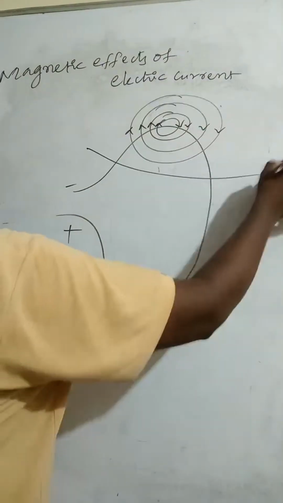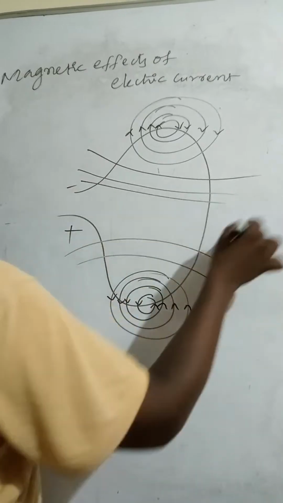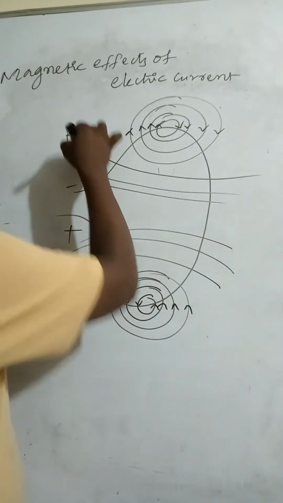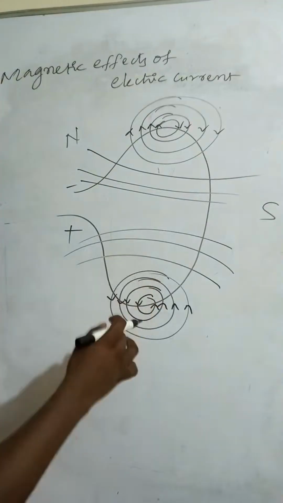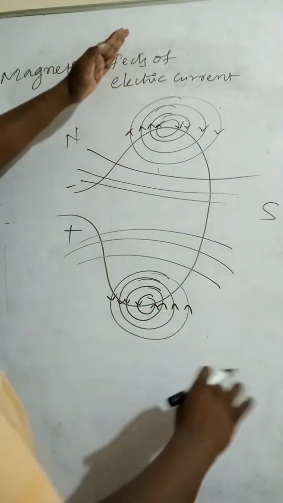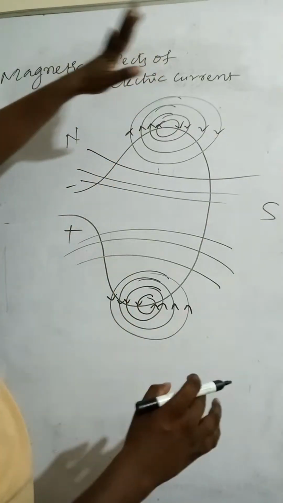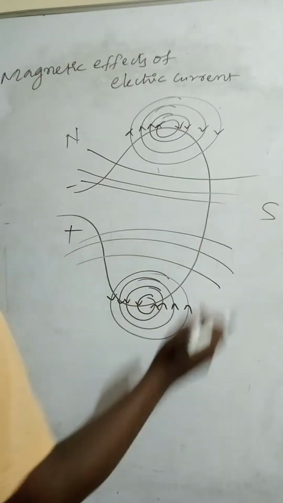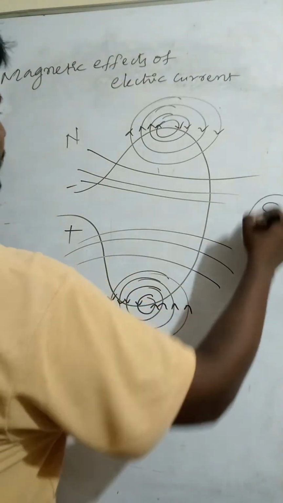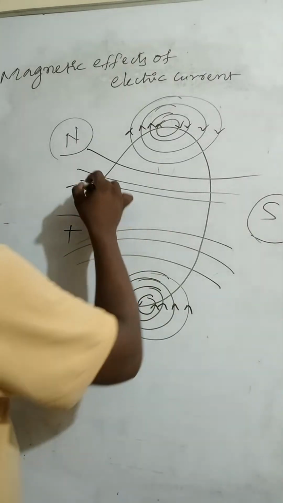So here, this is north and this is south, because from here the magnetic field is leaving. You can observe the magnetic field is leaving, moving like this in downward direction. To this side magnetic field is reaching. That's why it is south, and this is north we are considering.